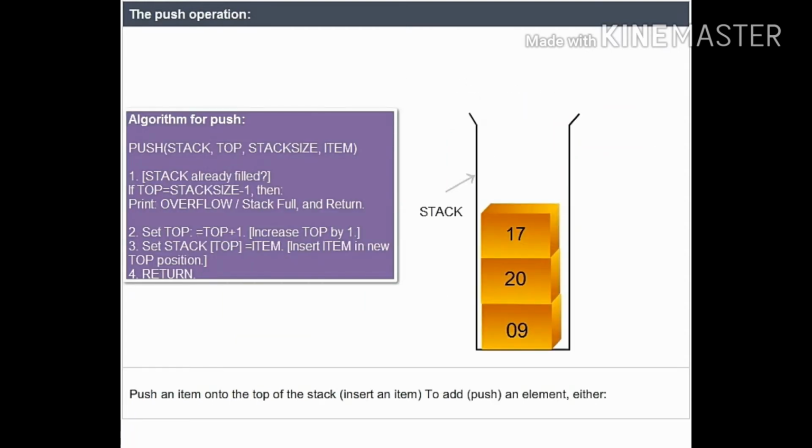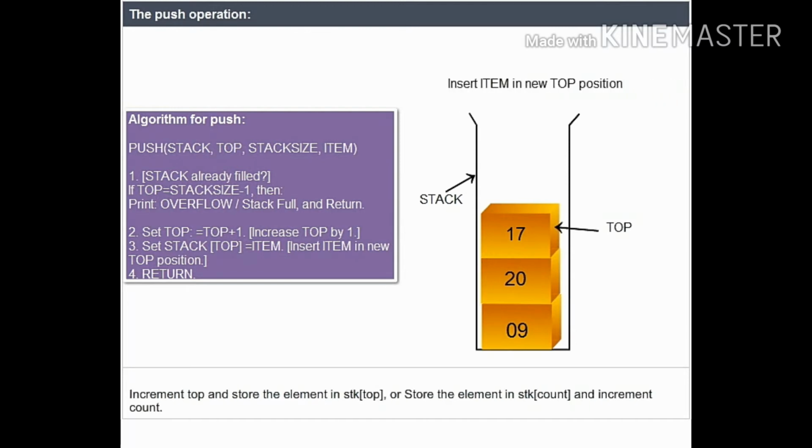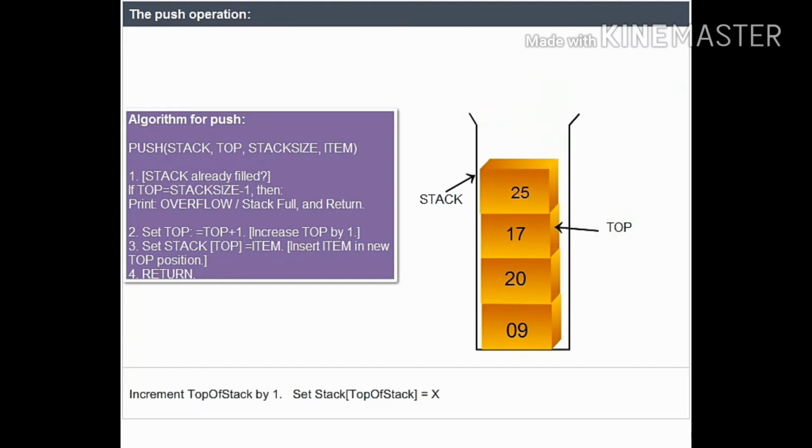Push an item onto the top of the stack. Insert an item. To add, push an element: either increment top and store the element in stk[top], or store the element in stk[count] and increment count. Increment top of stack by 1. Set stack[top of stack] equal to x.